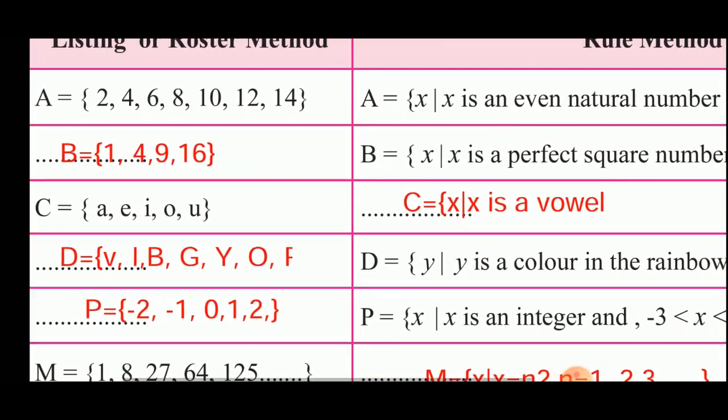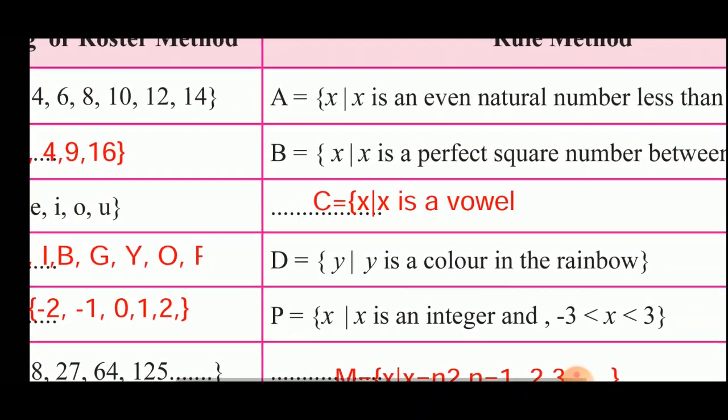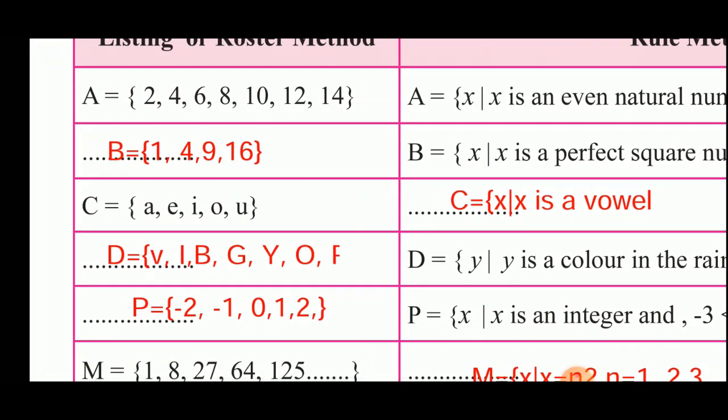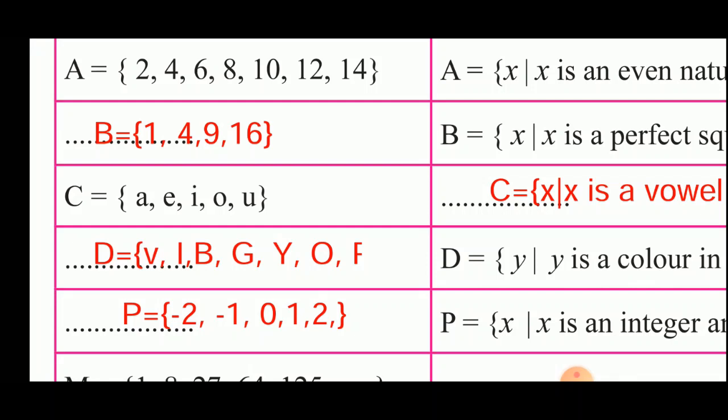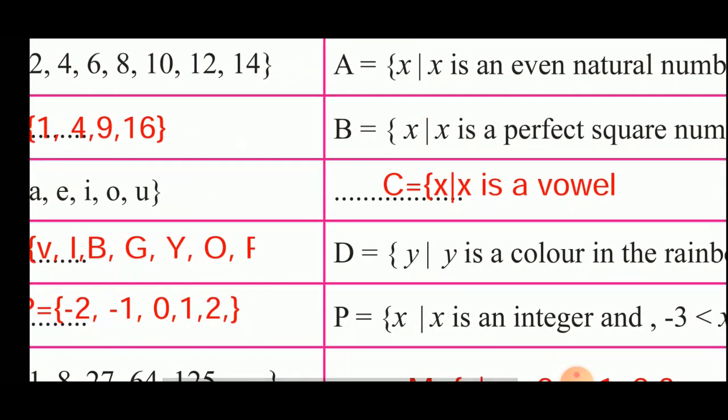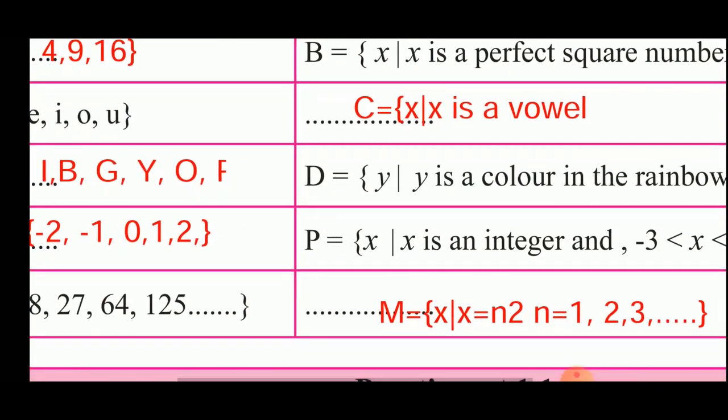Then set D, you see D is the colors in a rainbow. Now in a rainbow, how many colors are there? 7 colors are there. So here: violet, indigo, blue, green, yellow, orange and red. Though I have written it in short as V, I, B, G, Y, O, R, you must actually write the full words: violet, indigo, blue, green, yellow, orange and red.